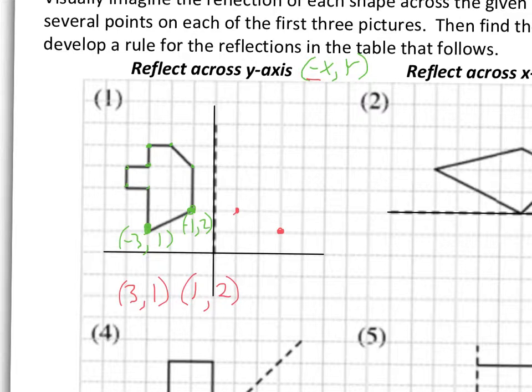Okay, let's find the coordinates for the point above that. That would be negative 1, up 1, 2, 3, 4. So negative 1, 4. To change those signs, I change the negative 1 to a positive 1, and I keep the 4 the same. So that point would be up here.